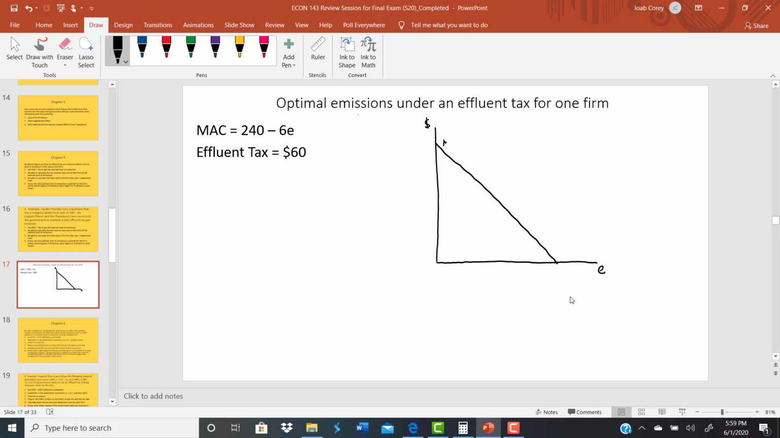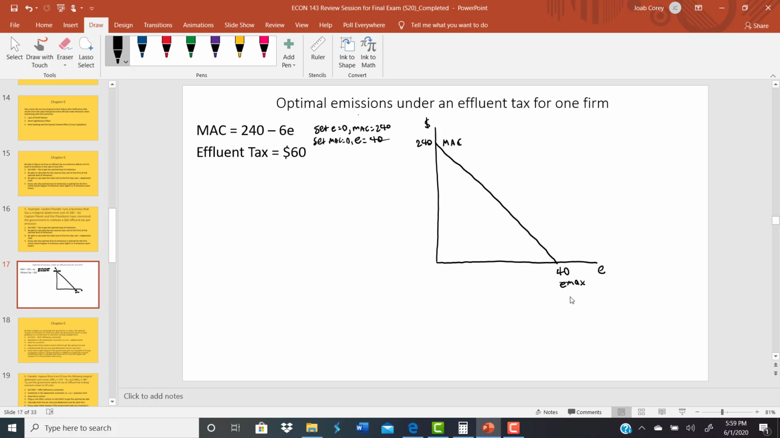Now, that marginal abatement cost curve, we can figure out where that's going to hit the y-axis by setting E equal to 0. We know that our marginal abatement cost is equal to 240. And then we can figure out where it's going to hit the x-axis by setting our marginal abatement cost equal to 0 and solving for E, and that looks like it's going to hit right there at 40 emissions. So again, that would be the maximum number of emissions if this was unregulated.